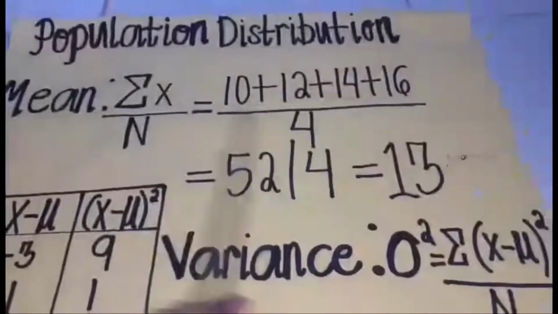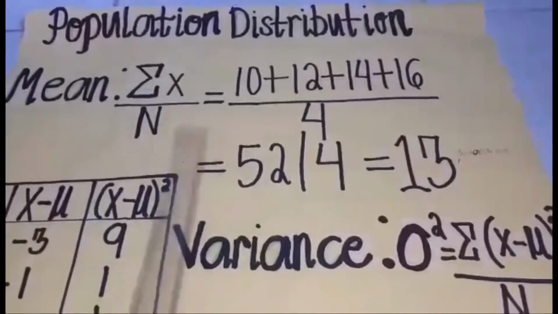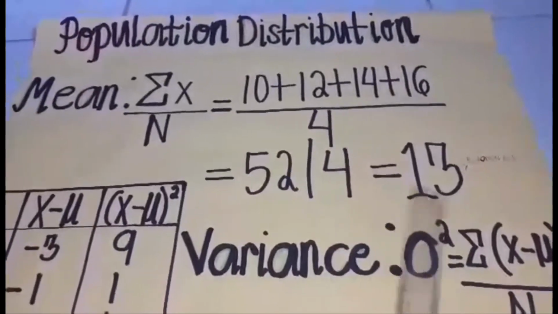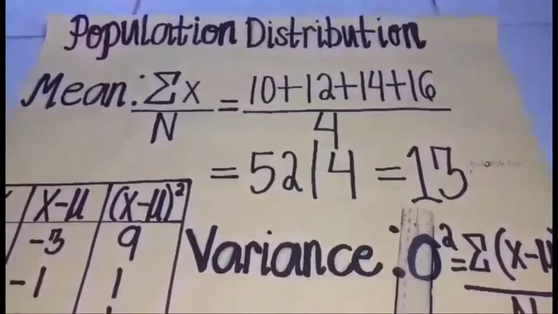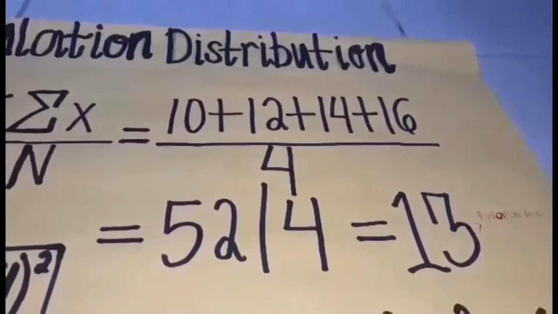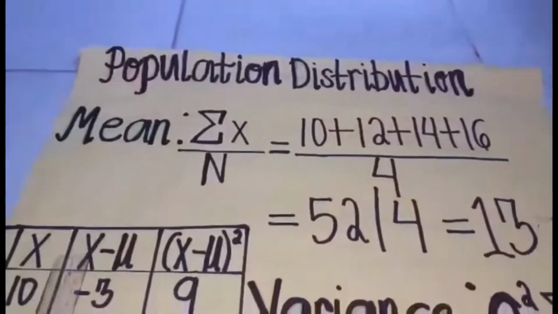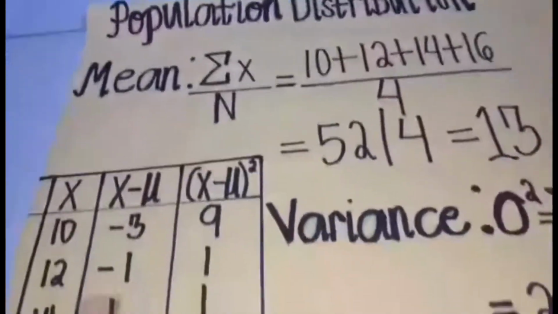So, 'di ba? Ganun lang siya kadali. We're going to add and then divide it by our n, which is the population size. So, this is now our population mean. Ganun lang kadali yan, guys. Okay, so after na nating makuha itong mean ng ating population distribution, next is itong column.